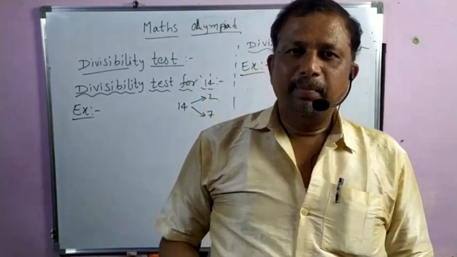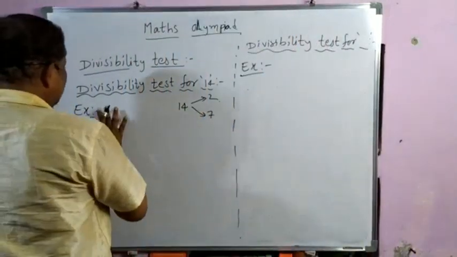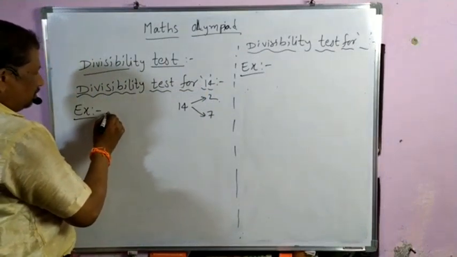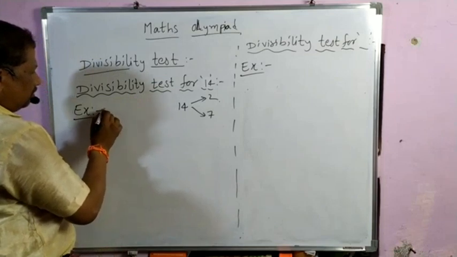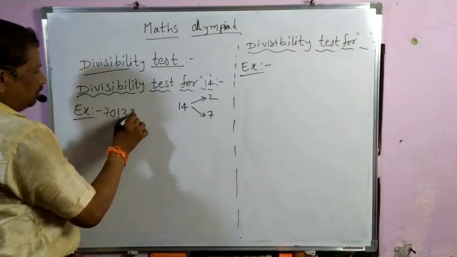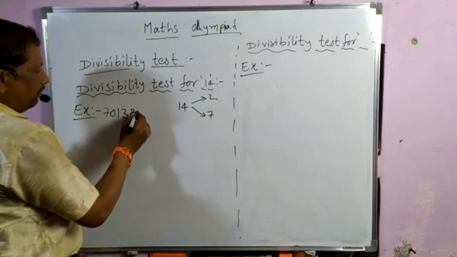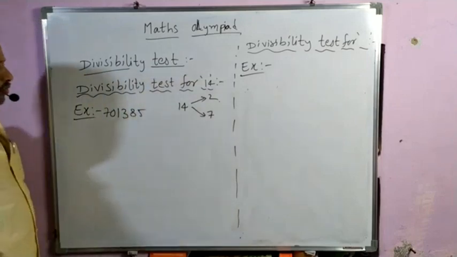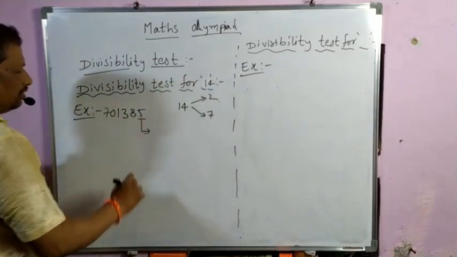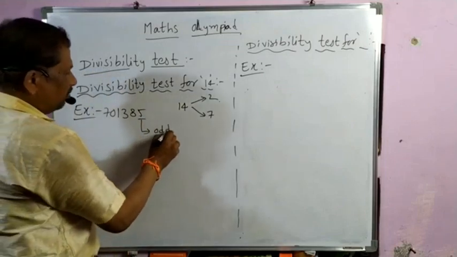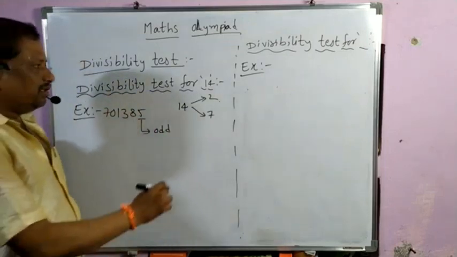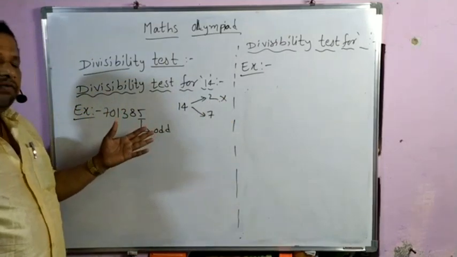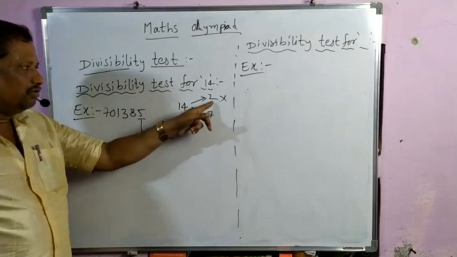So let us see by taking one example. I am going to take one number, 701385. The last digit is an odd number, or it is not a multiple of 2. So it is not divisible by 2. If the last digit is an even number, or a multiple of 2, then only it is divisible by 2. So it is not divisible by 2.